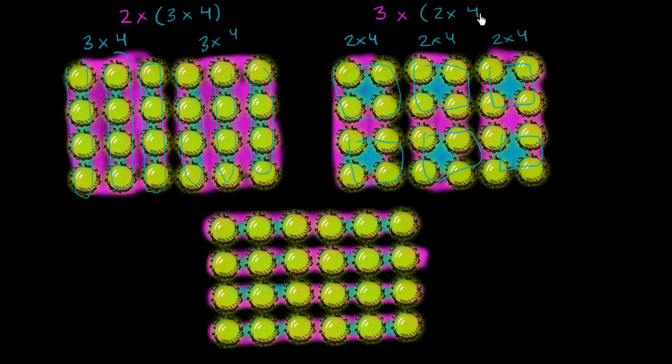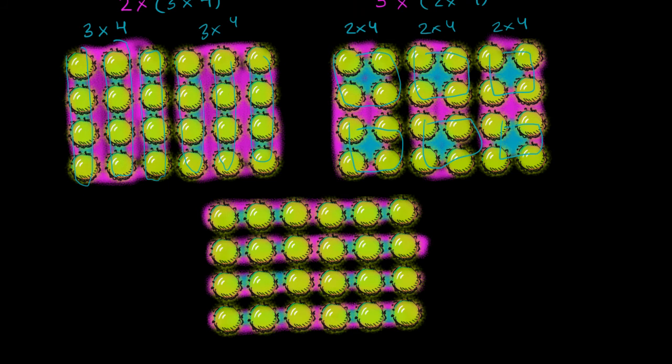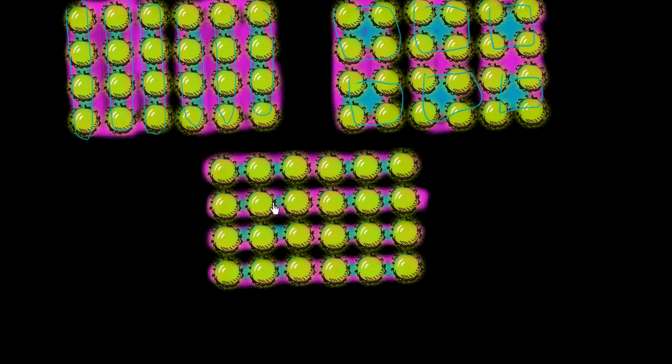Notice I did a different order. Here I did 3 times 4 first. Here I'm doing 2 times 4 first. But just like before, 2 times 4 is 8. 8 times 3 is still equal to 24, as it needs to, because we have exactly 24 of these green circle things. Once again, pause the video and try to do the same here. Look at the groupings in blue, then look at the groupings in purple, and try to express these 24 as some kind of product of 2, 3, and 4.